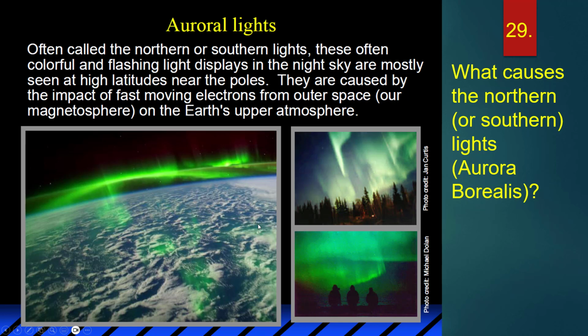Auroral lights. Often called the northern or southern lights, these often colorful and flashing light displays in the night sky are mostly seen at high latitudes near the poles. They are caused by the impact of fast-moving electrons from outer space, our magnetosphere, on the Earth's upper atmosphere. Question 29. What causes the northern or southern lights, aurora borealis?